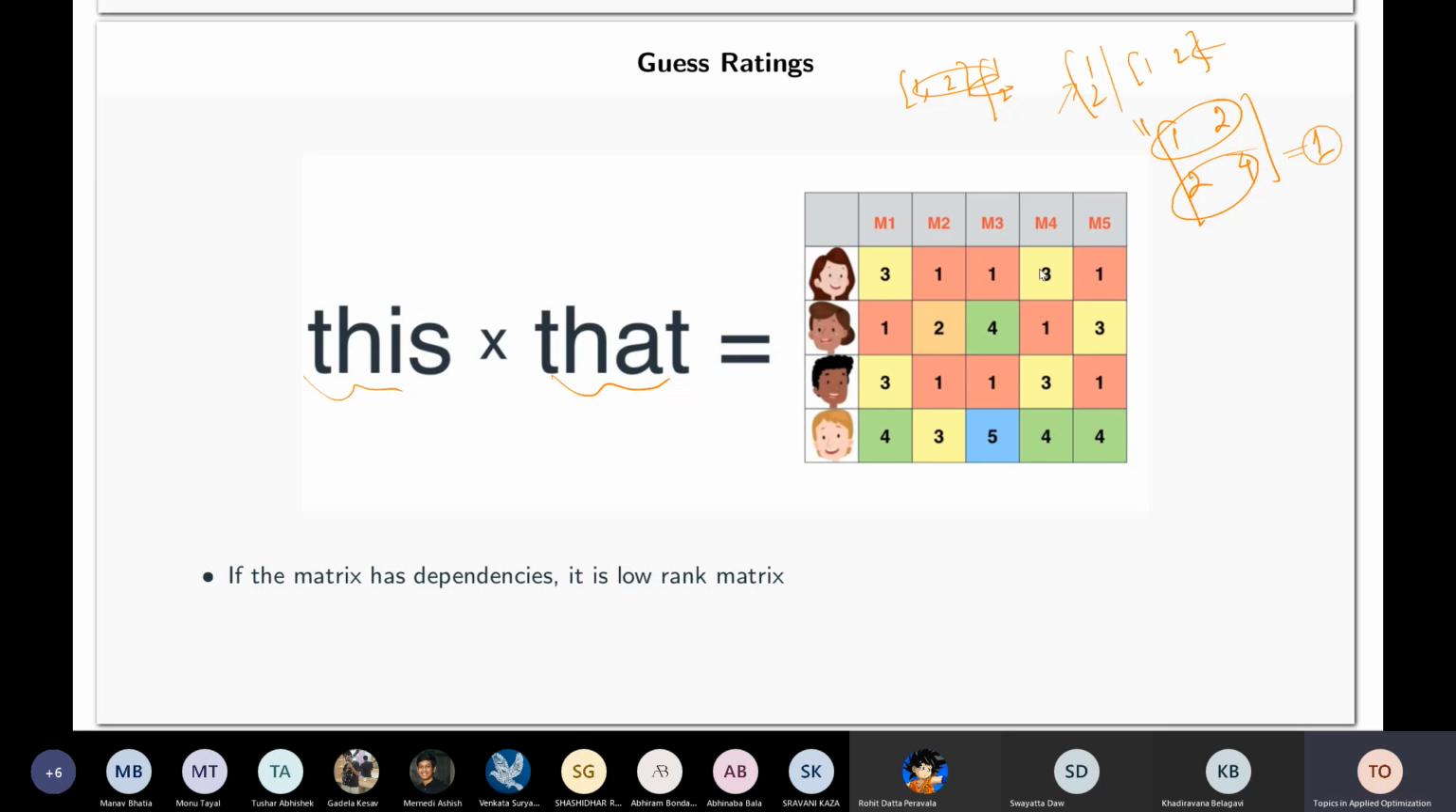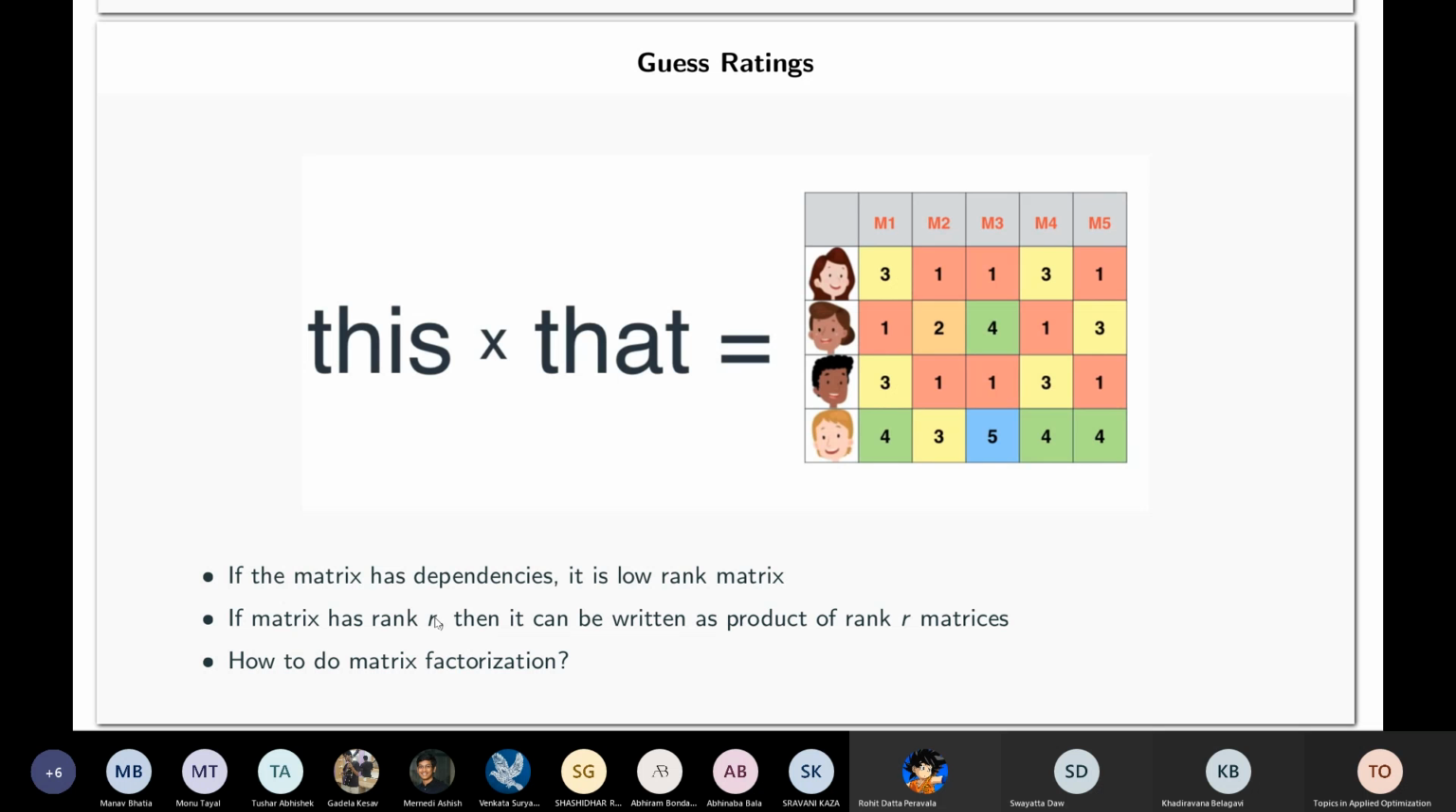So given a very large matrix, our problem is a reverse one. Given a large matrix, can we write this into a low rank form? Because if there are dependencies, then it is possible. I told you this way, but if this is the case, I must be able to write it in this form. Both ways are possible, so I should be able to factor. So now the problem reduces to finding the dependencies, which is like finding a low rank factorization of the ratings matrix. That's how I see this problem. If the matrix has rank R, then it can be written as a product of rank R matrices. That's the hint I gave you.